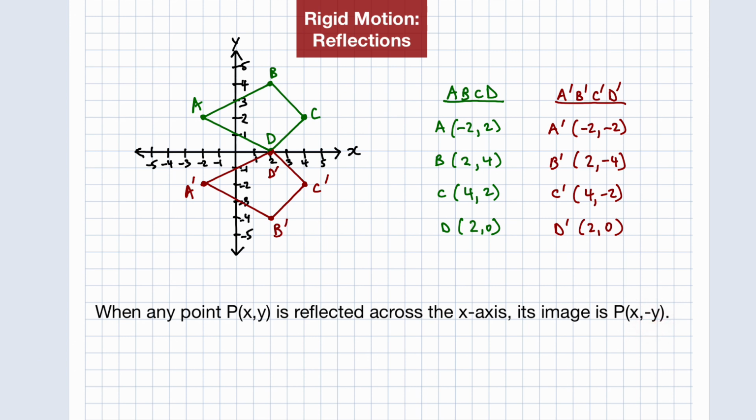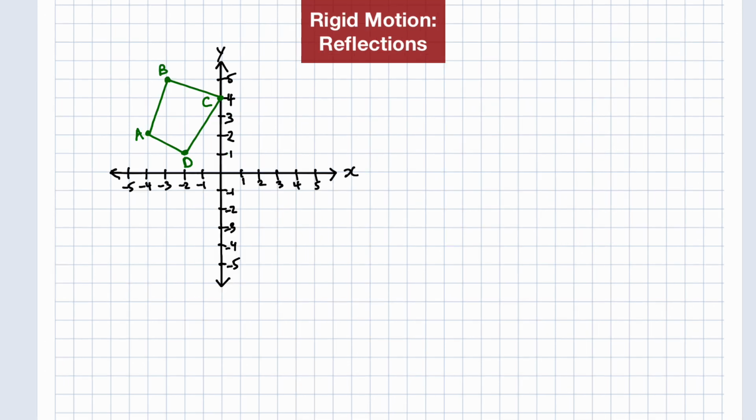Okay, let's go ahead and take a look at what happens when an object is reflected not across the x-axis, but now across the y-axis. Here we have another quadrilateral ABCD, and now we're going to reflect this across the y-axis. The y-axis is right here. So how do we do that?